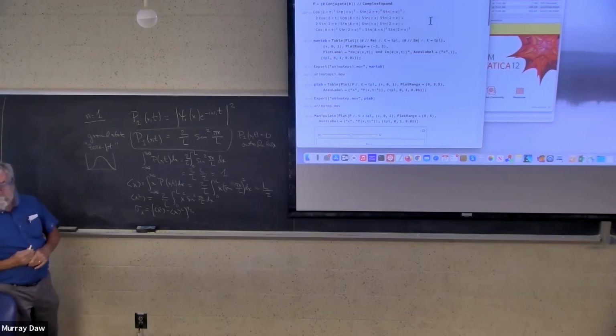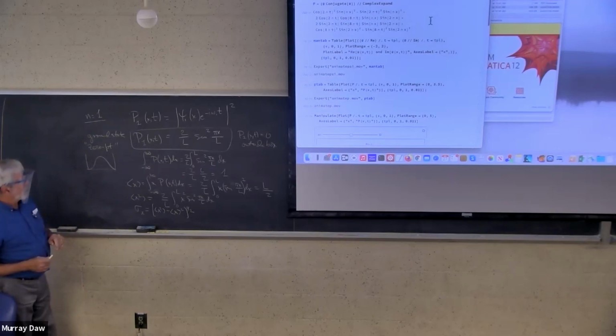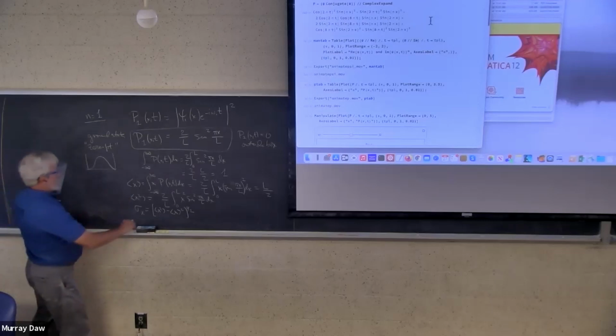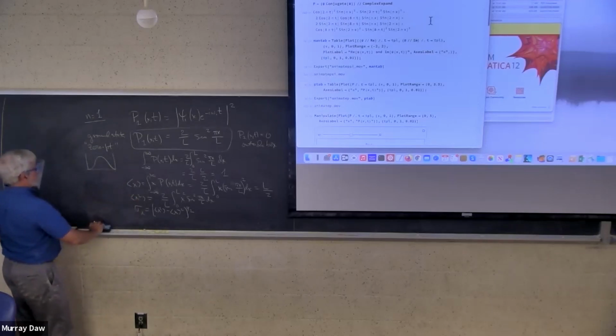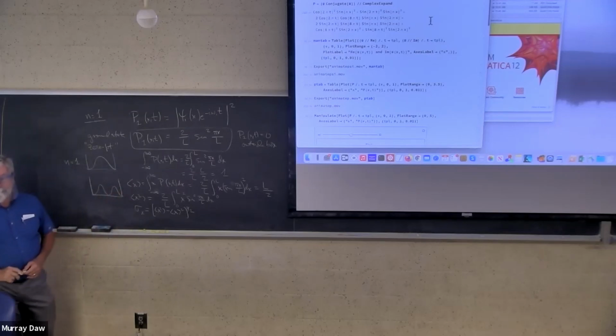Okay. Then you can do the same exercise for n equals 2. Also stationary. Probability is constant. It doesn't change in time. Calculate an average, average of x squared and an uncertainty. So for n equals 2, here's the probability for 1. For n equals 2, probability dips to 0 right in the center.